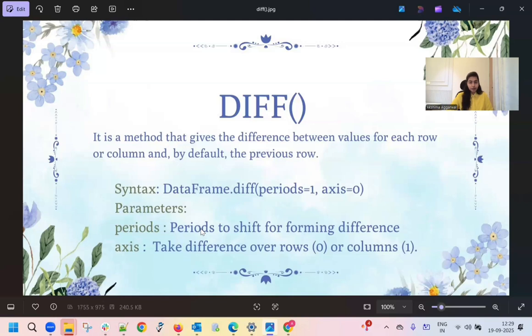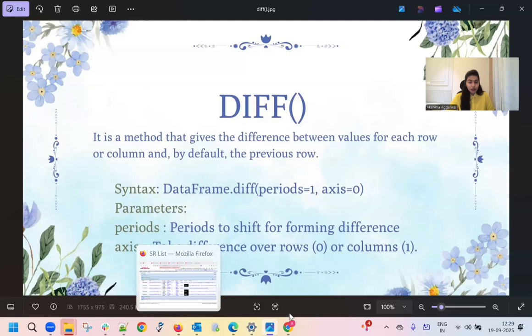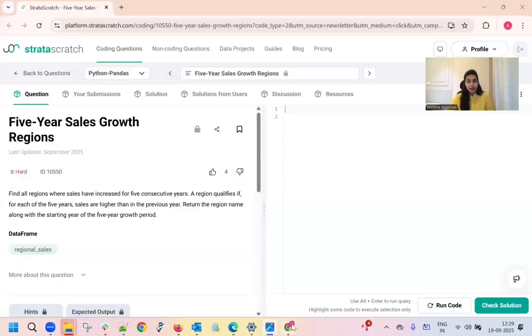Okay. So now we are going to use this method in solving an interview question. Now let's discuss the interview question. So this is the question, that is 5-year sales growth of the regions. So here we are seeing the growth of the sales in the regions.